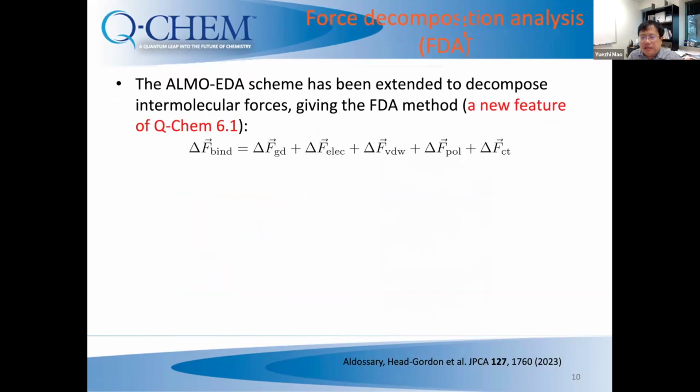And this is a new feature of Q-Chem 6.1. This is also a contribution from the Head-Gordon group, and they extended the ALMO-EDA approach to the decomposition of intermolecular forces. So the idea is to differentiate. Originally we have this equation, everything is like a delta E, right? But now you just take a derivative with respect to the nuclear position, then basically you get the decomposition of intermolecular forces. Here, this term, the van der Waals contribution, includes both Pauli repulsion and the dispersion, so the non-electrostatic part of the frozen interaction, basically.